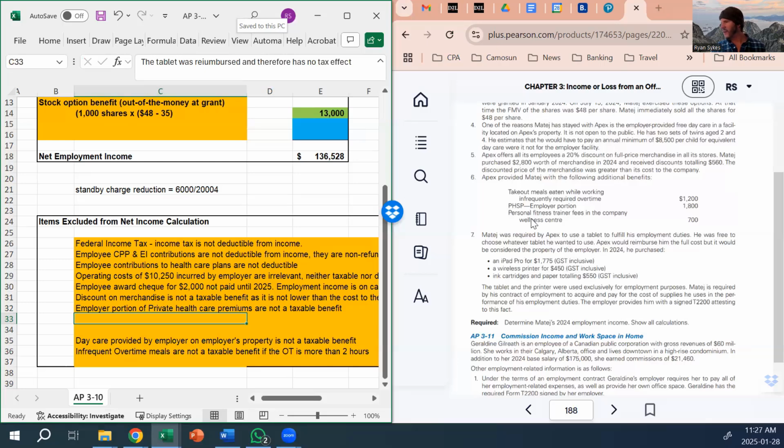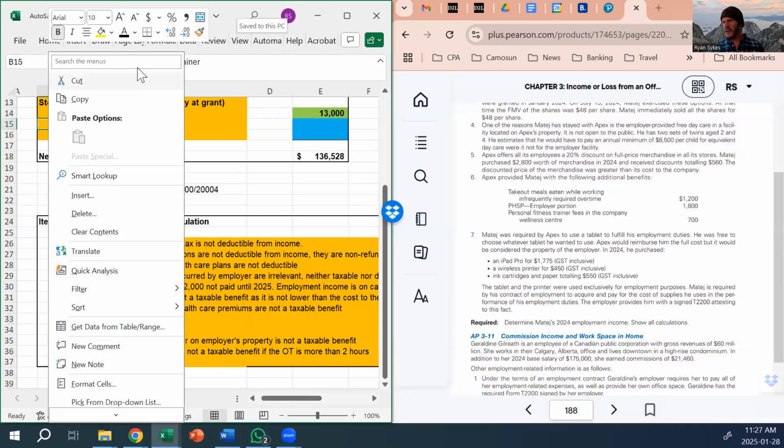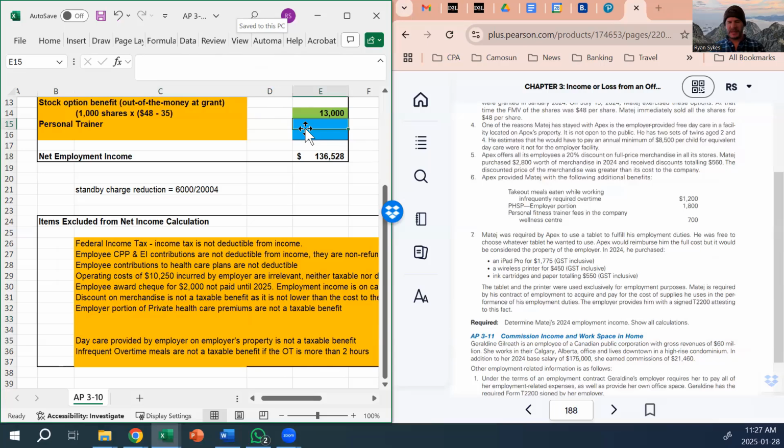Next up, personal fitness trainer fees in the company wellness center, $700. Basically, the company just paid a personal trainer to get this guy more jacked. Whose benefit is that to? Is it to Apex? I doubt it. The benefit here is primarily to our employee, and given that fact, we have to quantify the value and include it in this guy's income as a taxable benefit. So personal trainer, check. $700 in income, check.